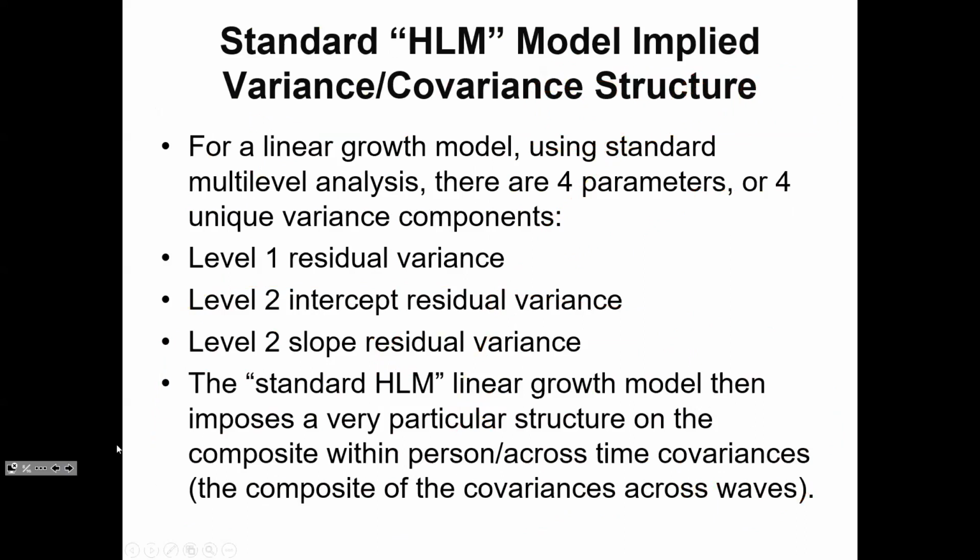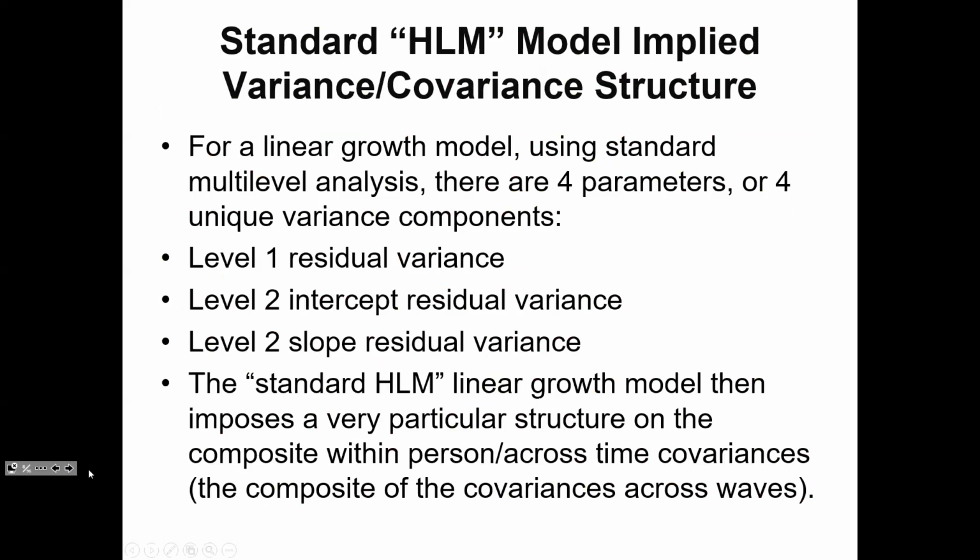All right, so I've said that we have 4 parameters, the level 1 residual and the covariance. Now, the standard HLM model imposes a really particular structure on the composite residual within-person matrix. I'm going to take those elements that I have, those 3 taus and that sigma squared, and do some math, and that's what gives me this composite residual matrix. So what does that look like?